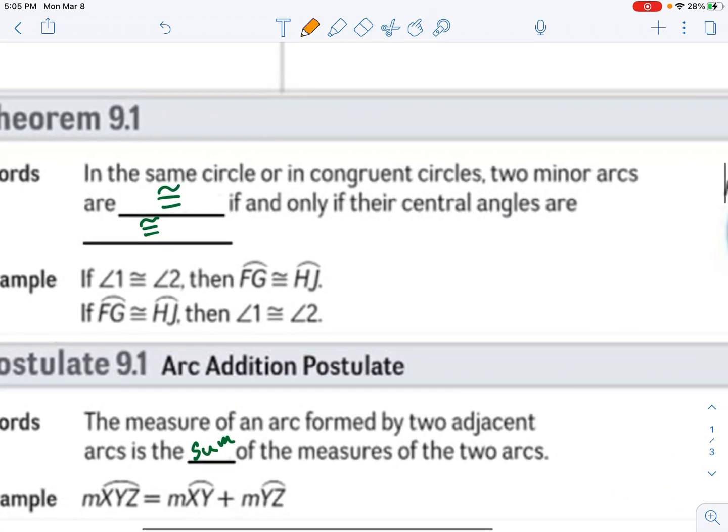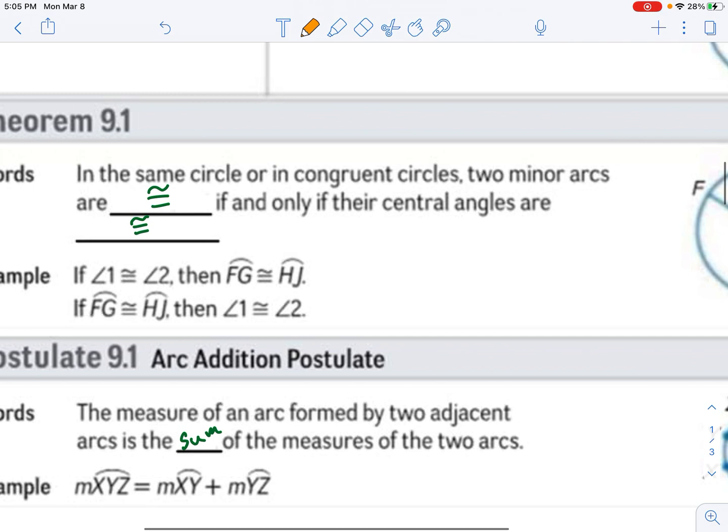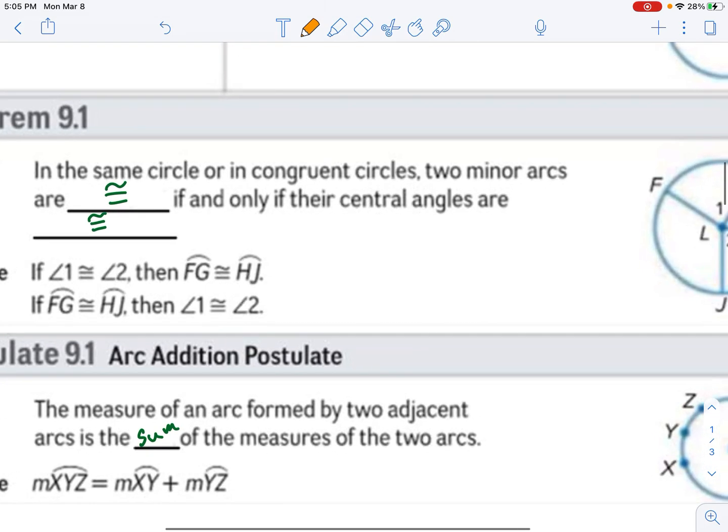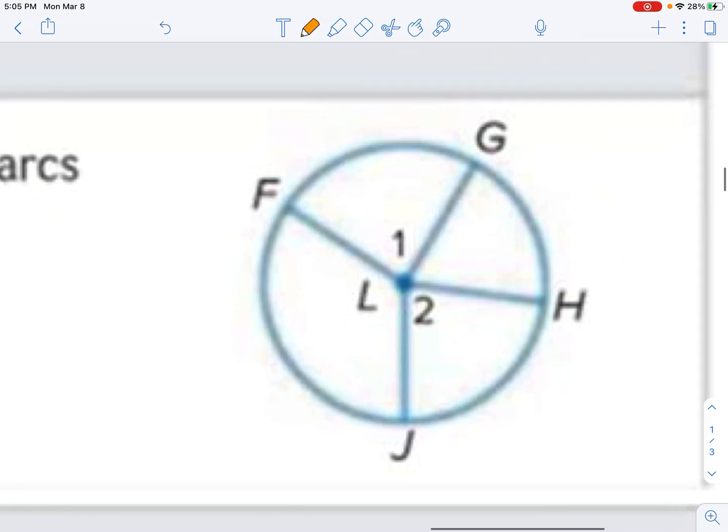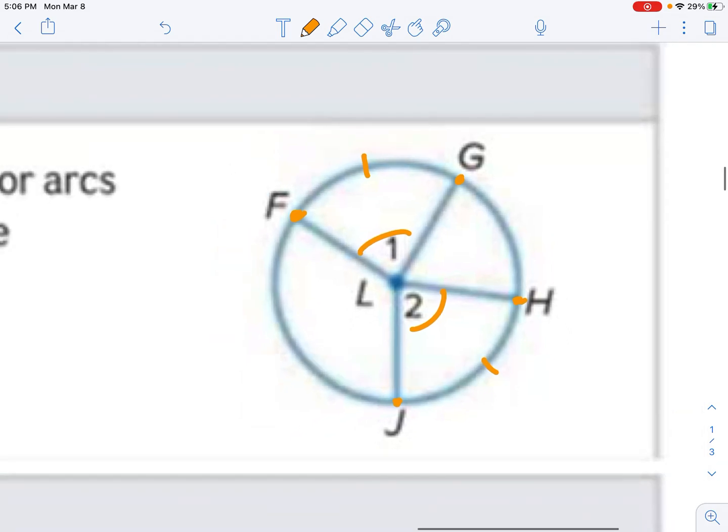All right, in the same circle or in congruent circles, two minor arcs are congruent if and only if their central angles are congruent. So basically it's saying, for example, if this angle and this angle are congruent, then the length from F to G is congruent to the length from J to K. So those lengths are congruent if the arcs are congruent, and that should make sense.